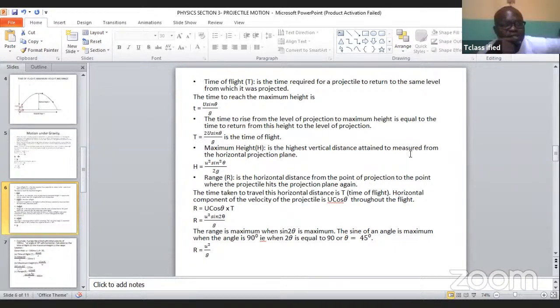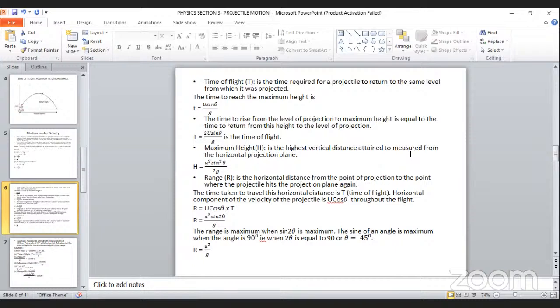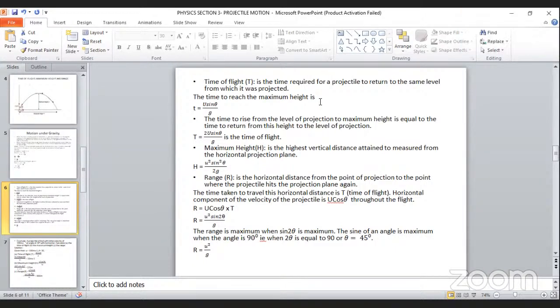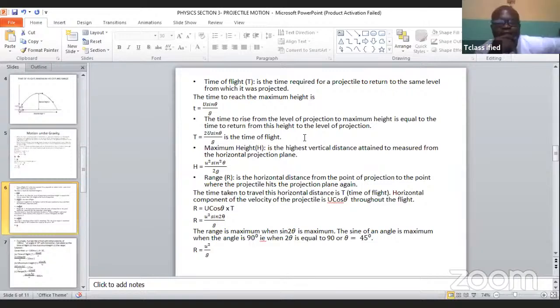Come again. I'm not getting you very well. U sine theta over g is the first formula. It is here. I don't know why you guys are getting it confused. It's already here. This is the time to reach the maximum height. You can see it clearly. So, Luashe, what is the time of flight? The formula for time of flight?